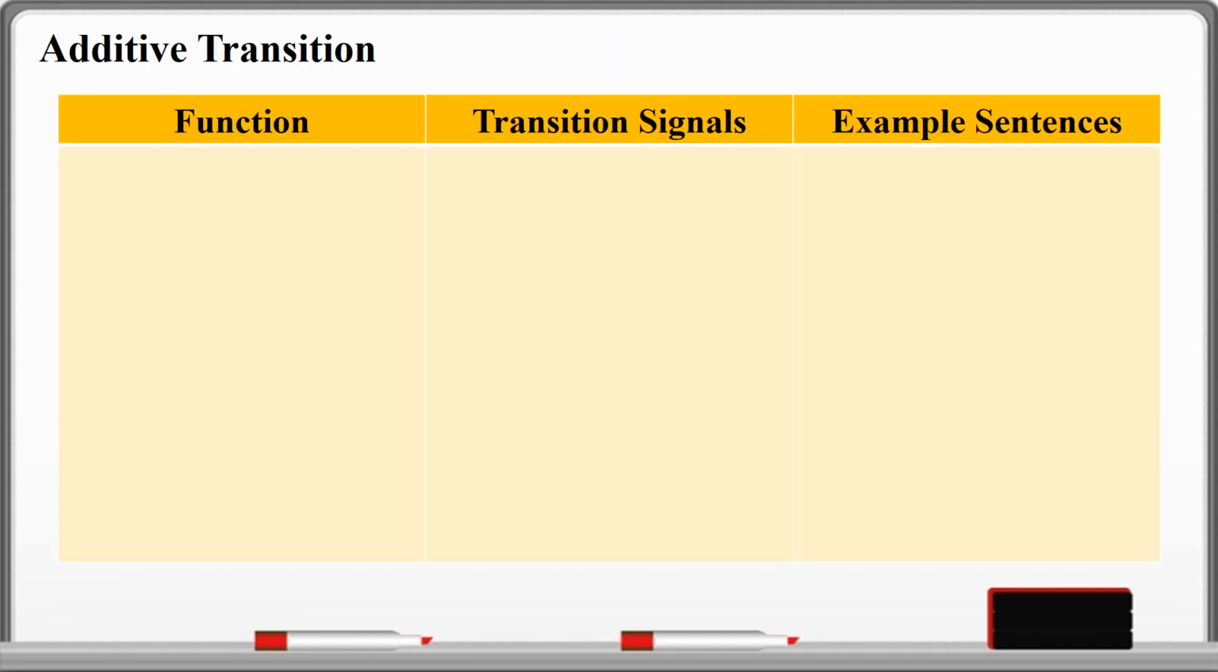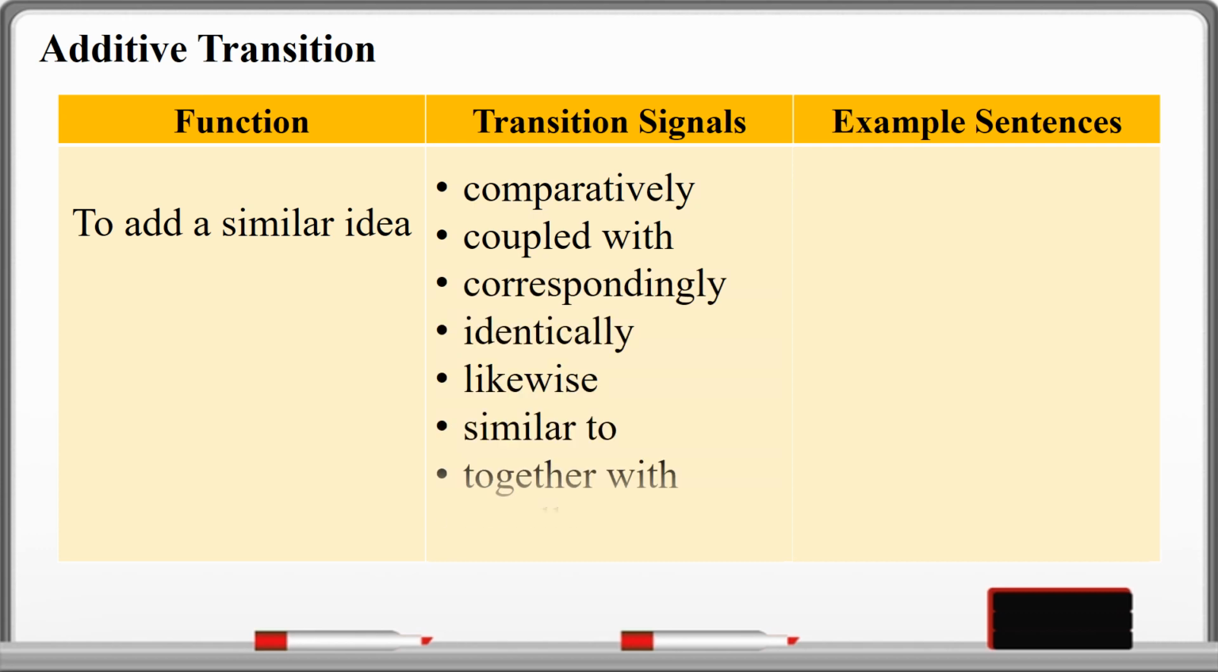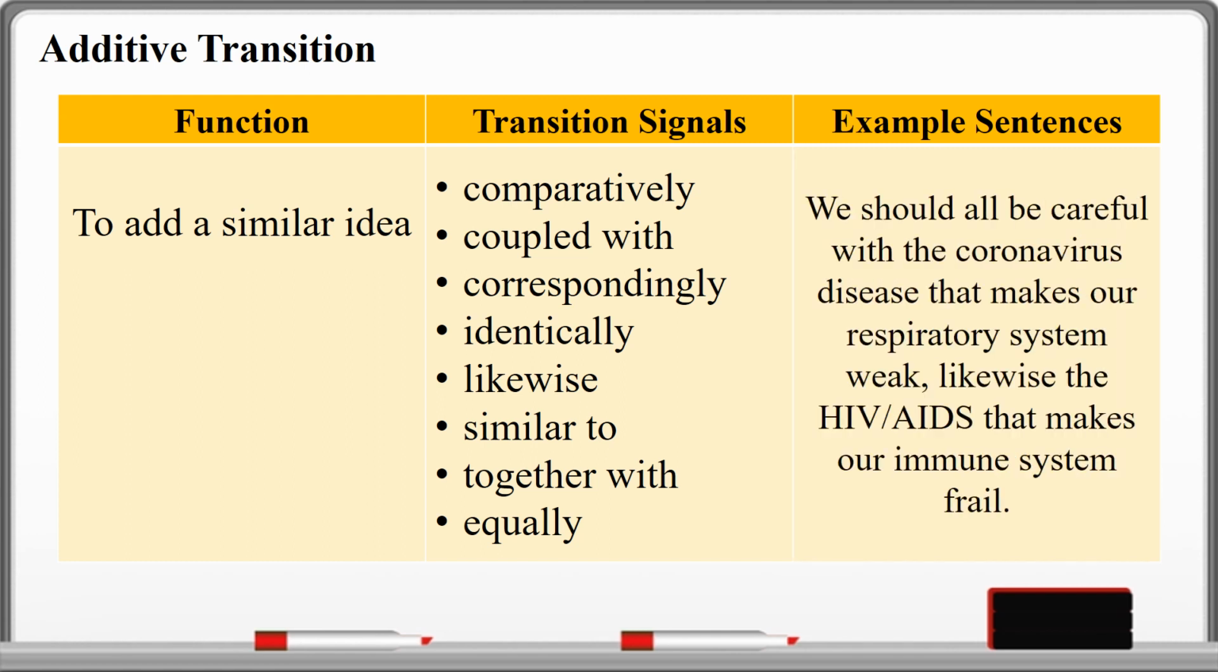Let's now have the transition signals for each function. First, to add a similar idea. Here are the transition signals. Example sentence: we should all be careful with the coronavirus disease that makes our respiratory system weak. Likewise, the HIV or AIDS that makes our immune system frail. In the sentence, likewise is used to indicate addition of a similar idea, since both the coronavirus and HIV or AIDS weaken the immune system.